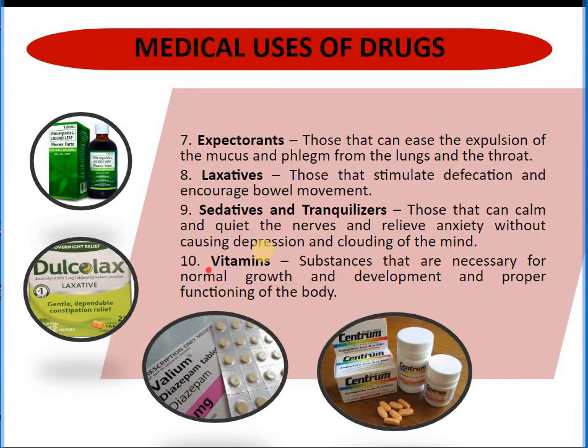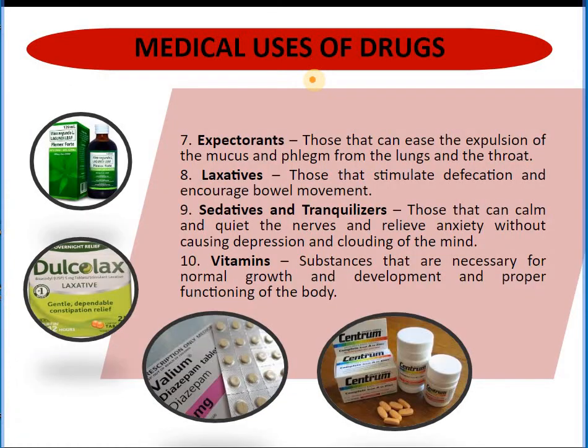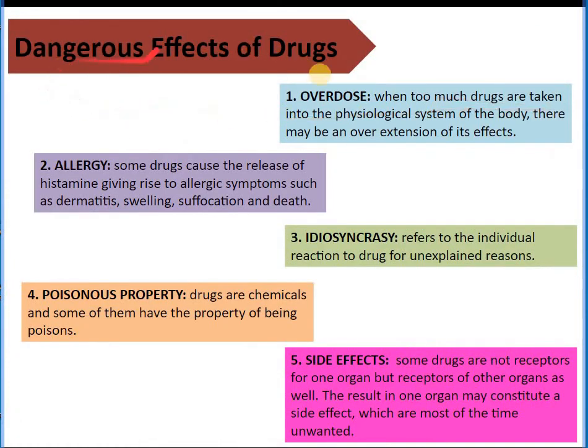And then, syempre, the last one, vitamins. Ayan. These are the substances that are necessary for normal growth and development and proper functioning of the body. So, vitamins, for example, diba? Vitamin C, Centrum. Ayan. So, those are the different groups of drugs in its medical uses. Next. Ayan. Dangerous effects of drugs.